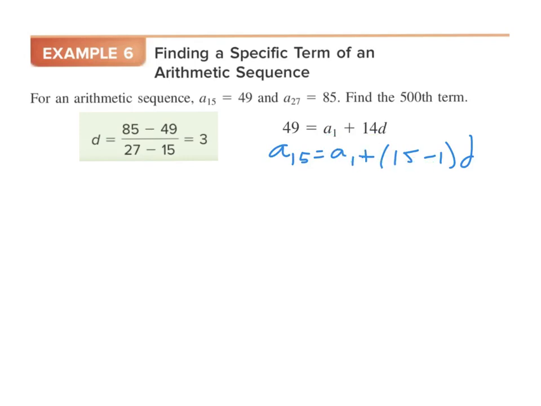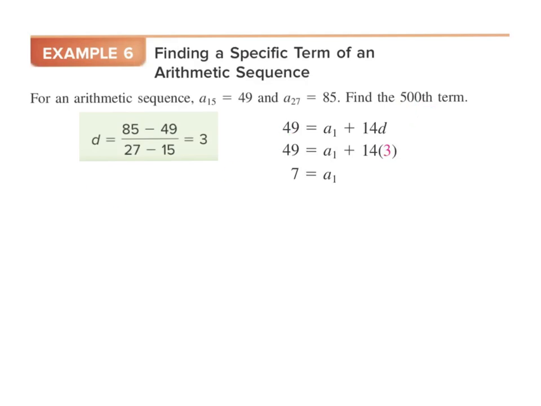Now it's just a matter of, we know what the common difference is, right? That's 3, so I can plug 3 in here. And that's 42, subtract, so A sub 1 equals 7. So I have now the first term, I have the common difference, I have everything I need to find the 500th term.